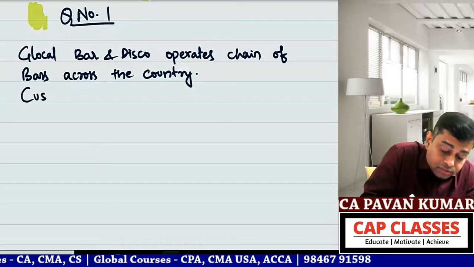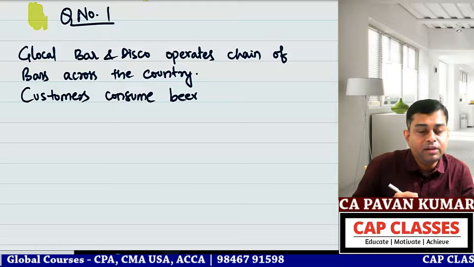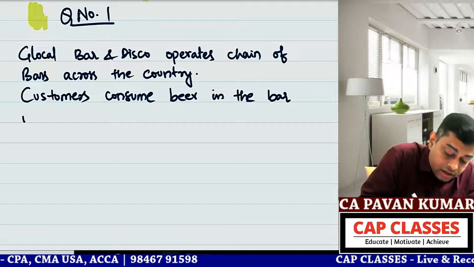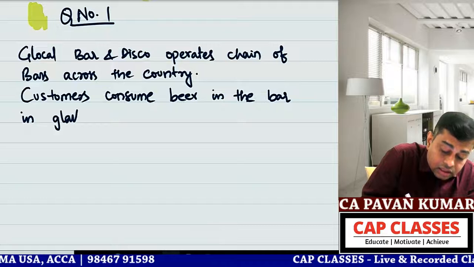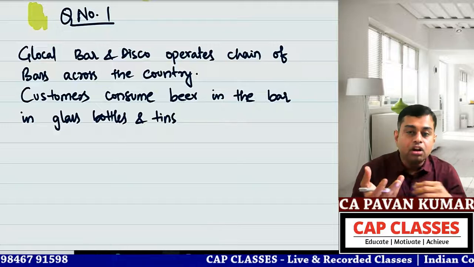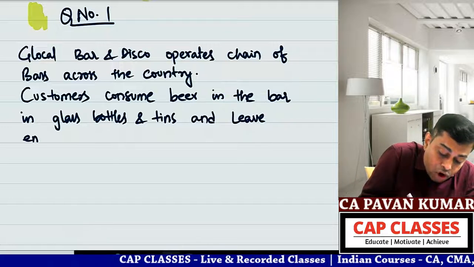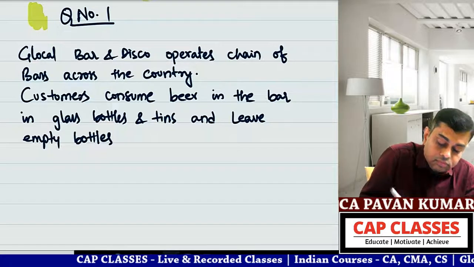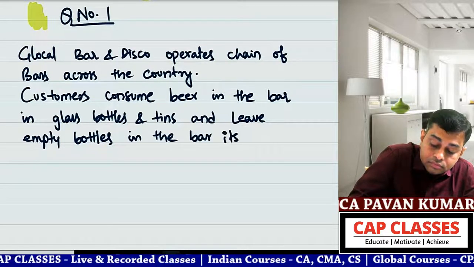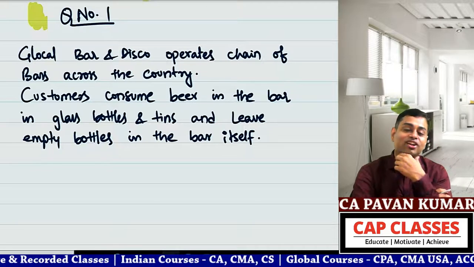Customers consume beer in the bar, in glass bottles and tins. So it is given, as far as I understand, in a glass bottle or in a tin. Customers consume the beer and leave empty bottles in the bar. Otherwise, what do you think? Do you think they'll take this bottle and go home? They'll leave the bottle there only, no?